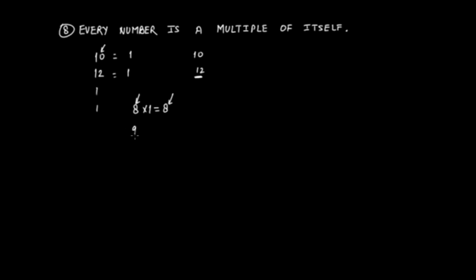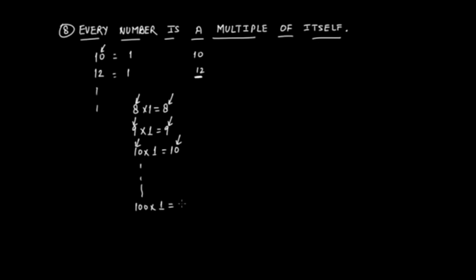Similarly, you could write 9 times 1 is 9. So 9 is a multiple of 9. 10 times 1 would be 10, so 10 would be a multiple of 10, and that's what it's saying, that every number is a multiple of itself. You go on doing this, like 100 times 1. So 100 is a multiple of 100, and 100 is a multiple of 1. So you'll always get this point that every number is a multiple of itself.